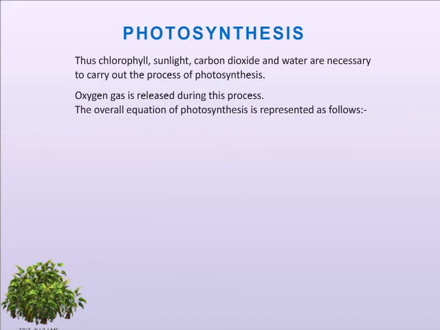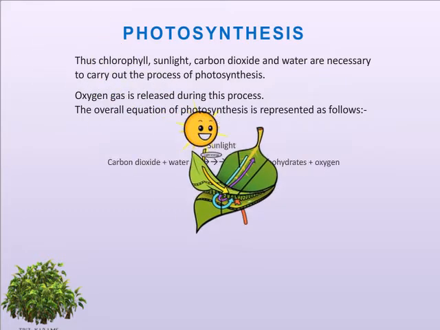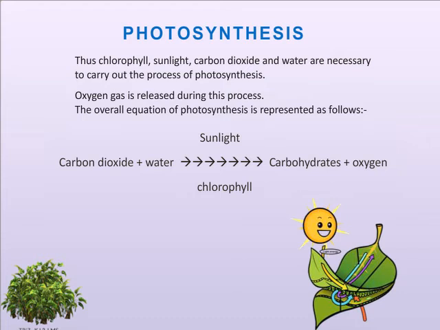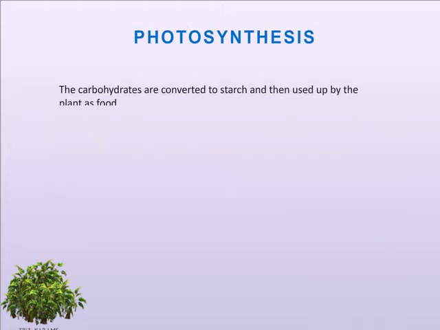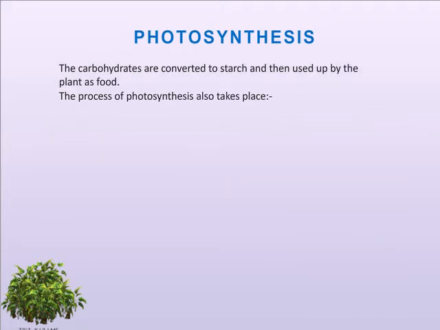The overall equation of photosynthesis is represented as follows. Carbon dioxide plus water in presence of sunlight and chlorophyll give carbohydrates, and oxygen gas is evolved. The carbohydrates are converted to starch and then used up by the plant as food.